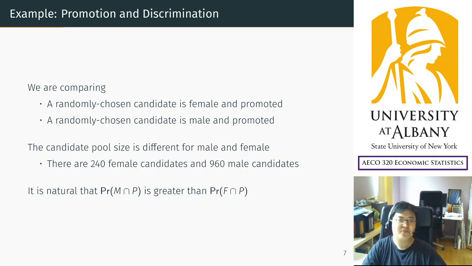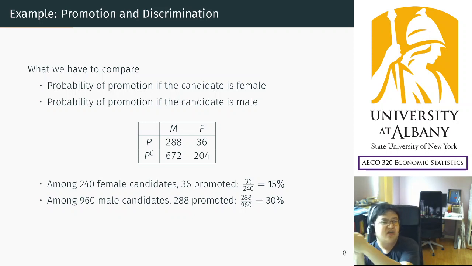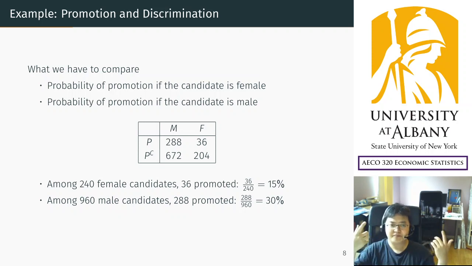How can we fix this problem? The probability we have to define is this. If a candidate was female, what is the probability that she is promoted? And compare that with, if the candidate was male, what is the probability that he is promoted? So change the condition and think about the probability of promotion for female and the probability of promotion for male. This is a one-to-one comparison.